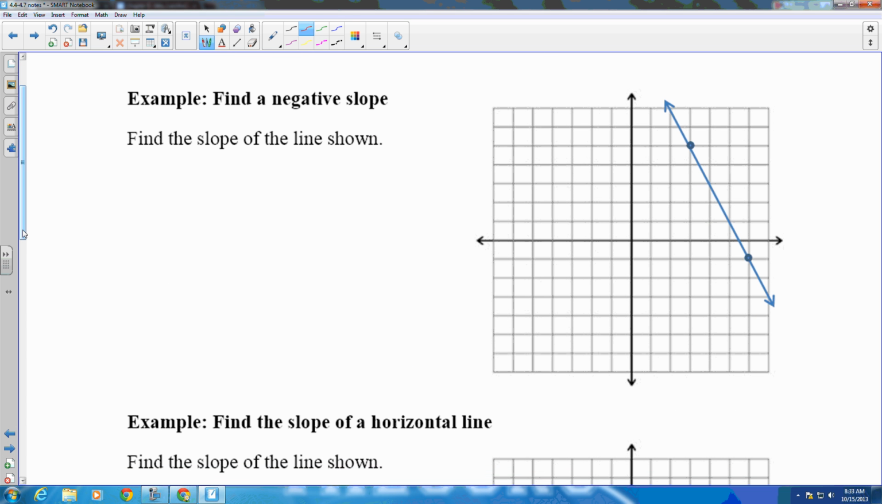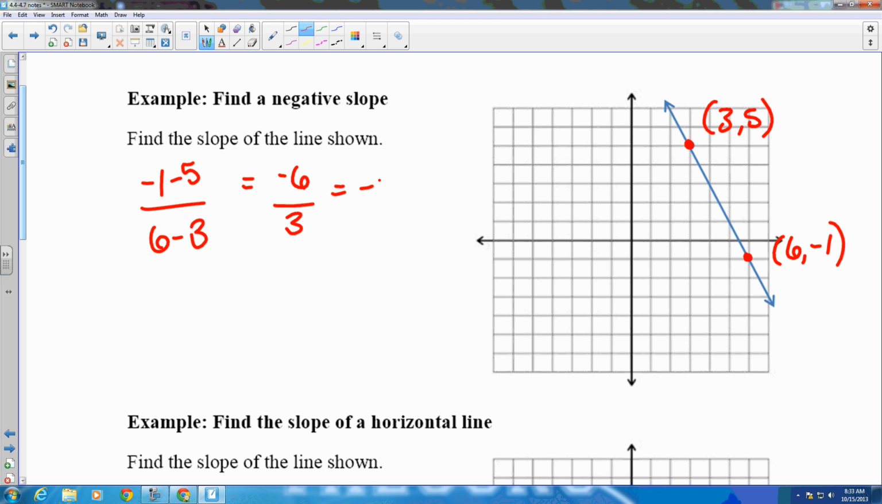Okay, same thing. First we need to identify what these points are. This point is 3, 5. And this point is 6, -1. So let's use the slope equation. -1 minus 5 over 6 minus 3. -6 over 3 is -2.